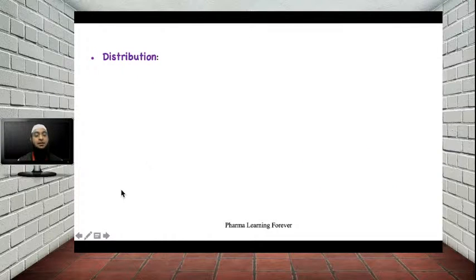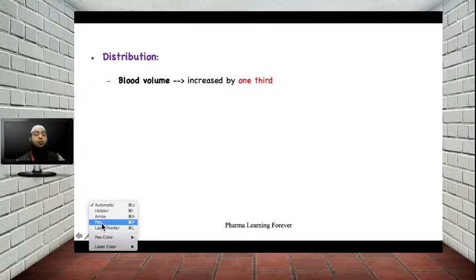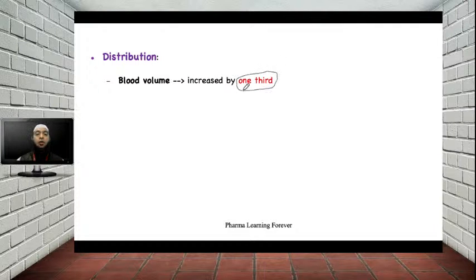The second parameter is distribution. Let's see how distribution is affected in pregnant women. In pregnant women, the blood volume is increased by almost one third. Due to the increase in blood volume, there is an increase in distribution of especially polar drugs or water-soluble drugs. Because what increases the blood volume? It is the water. So if the water in the blood is increased, obviously it will increase the volume of distribution of water-soluble or polar drugs.